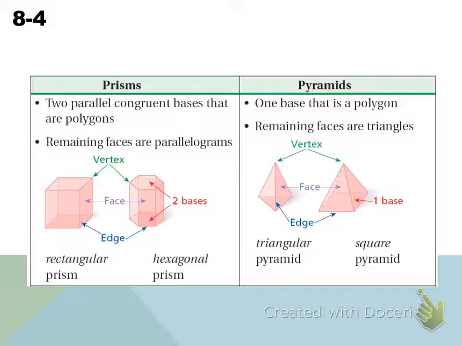A pyramid has only one base that is a polygon, and the remaining faces are triangles. So in this case, on the left we have a triangular pyramid because the base is a triangle, and on the right we have a square pyramid because the base is a square.